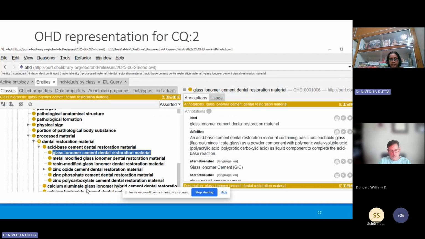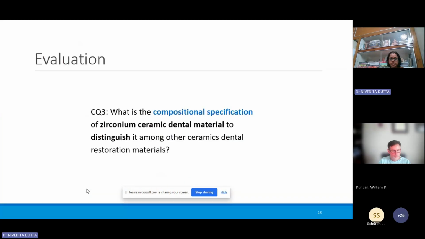Here we can see that under the acid-base cement dental restoration material, there is glass ionomer cement dental restoration material, where a clear definition is provided, and from here we can see that it contains ion-leachable glass, that is fluoroaluminosilicate glass. We also added the axiom that it has ingredient fluoride, so that it helps to get the answer.